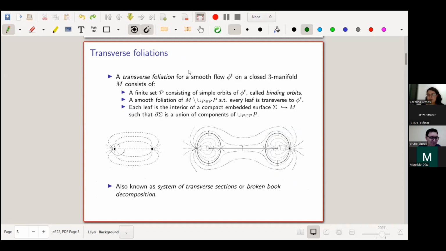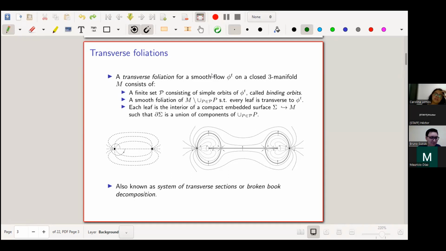Of course, it's very good to have a global surface of section, but it's very hard to find, and in general, we don't have it. So the idea of a transverse foliation is some sort of generalization of a global surface of section. It's also defined for three-dimensional flows. And I forgot to mention, both global surfaces of section and transverse foliations are defined for flows that have no rest points.